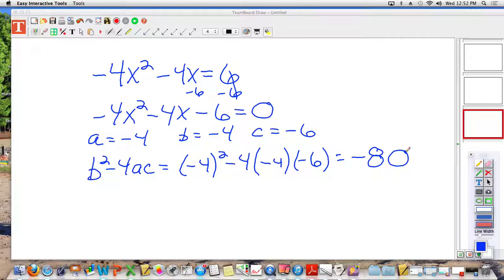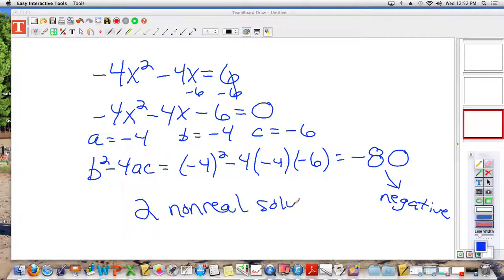And because this number right here is negative, that means that you have two non-real solutions.